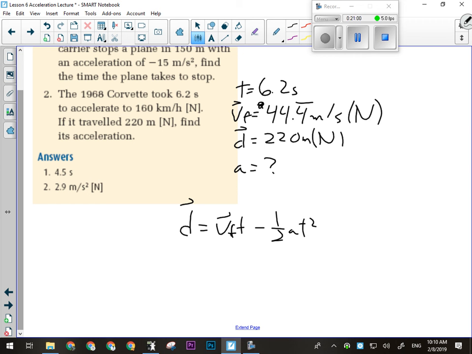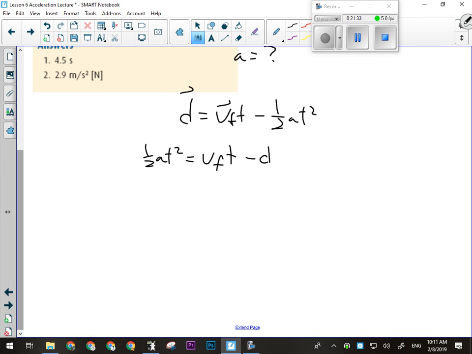This is where you can manipulate it one of two ways. Some people will move the VFT over by subtracting it, and that's fine, but if you do that, you have to realize that you're leaving a negative over here. For me, I don't like solving for things when they're negative, so I add the 1/2 AT squared over to this side. I end up with D plus 1/2 AT squared equals VF times T. Then I subtract the D over. Now I have 1/2 AT squared equals VFT, which is a displacement, minus this displacement.